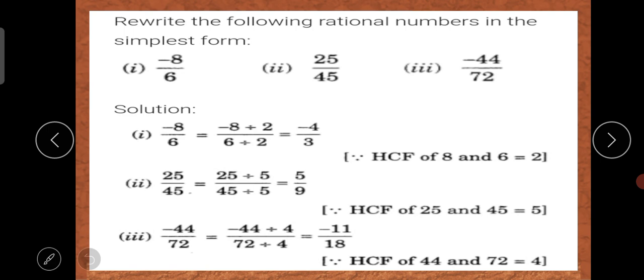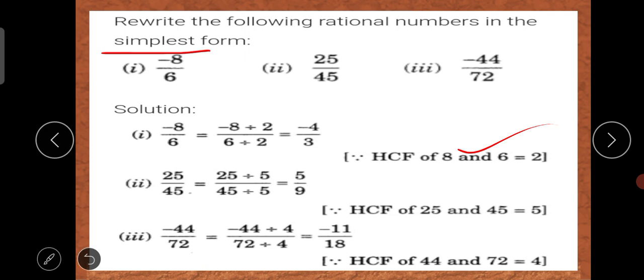Now in the question they told us to convert to the simplest form. Simplest form, we know, means reduce to the lowest term by dividing by the same number. So minus 8 and 6 both are even numbers, so they are easily divisible by 2. When we divide by 2, we will get minus 4 upon 3. Okay.